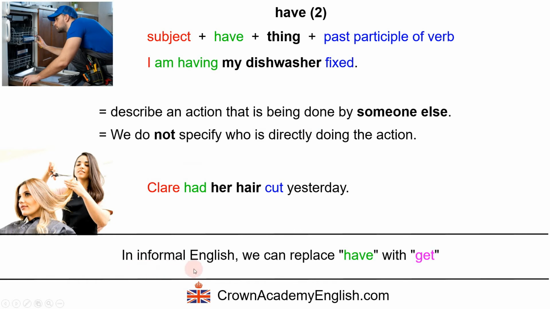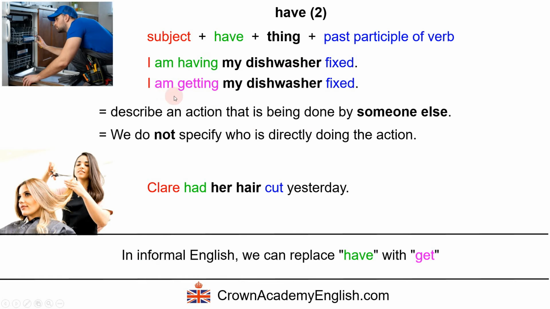Important, in informal English, we can replace have with get. So instead of have, we can use get here. So we have subject plus get plus thing plus past participle.